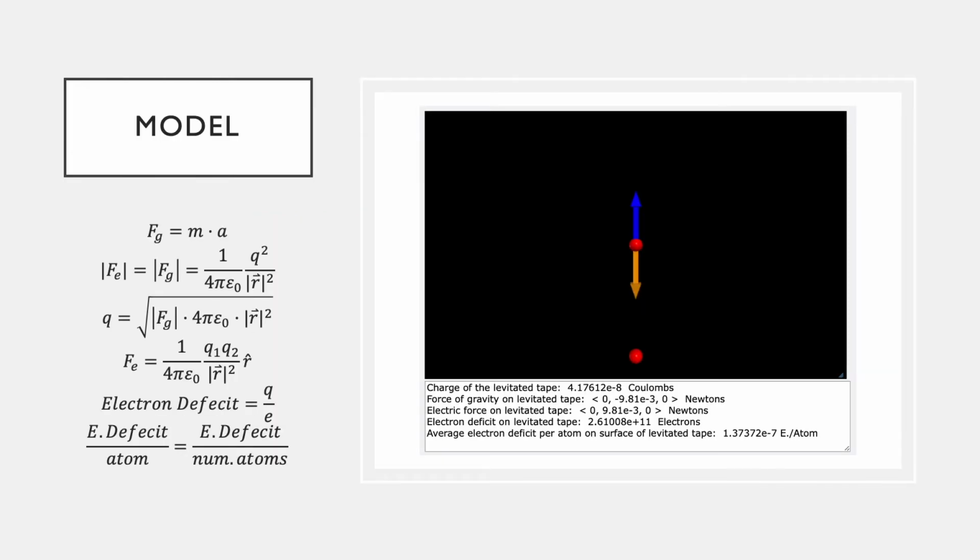Here is the output of the code used to model the situation and calculate the charge. It calculates a charge of 4.17612 times 10 to the negative 8th coulombs, a force of gravity of 9.81 times 10 to the negative 3 newtons, an electrical force of positive 9.81 times 10 to the negative 3 newtons, an electron deficit on the levitated tape of 2.6 times 10 to the 11th electrons, and an average electron deficit per atom on the surface of the levitated tape of 1.37 times 10 to the negative 7th electrons per atom.